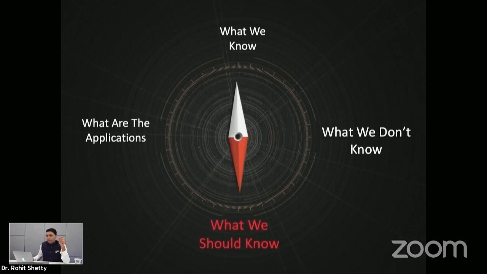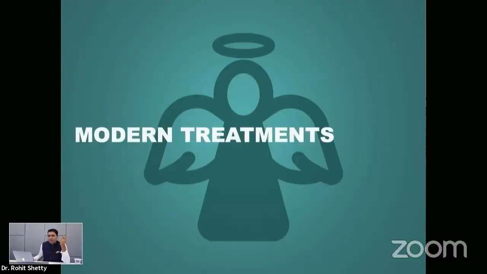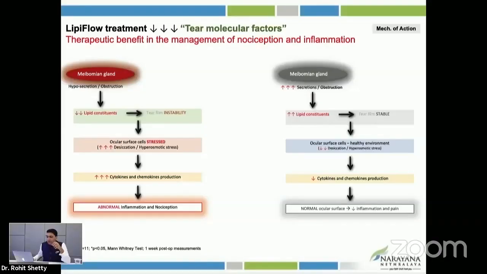So the third part is what we should know. I gave you a prelude into a lot of factors which we probably ignore or don't know sometimes, and we just touched upon 1% of it. The most important thing is all our current diagnostics and treatments are not good enough. So let's critically and in a very ethical way look at what are the modern treatments which are available to us.